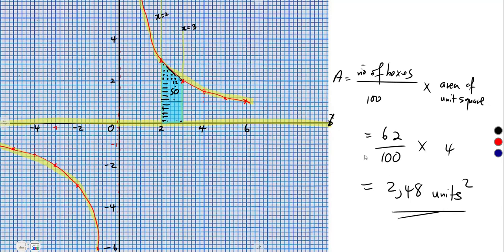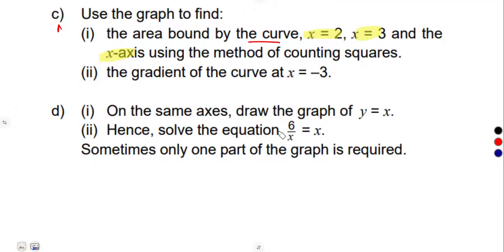So our area is going to be 2.48 square units from that region that is bounded. We're going to have something like that. So you just needed to count the number of boxes in that region. Just count, guys, 62. So it's going to be 62 over 100 times 4. Okay, so that is what we had. I don't know what you're obtaining.